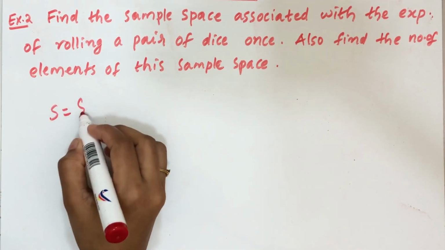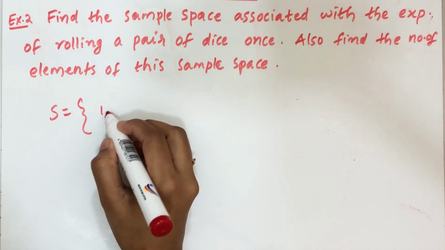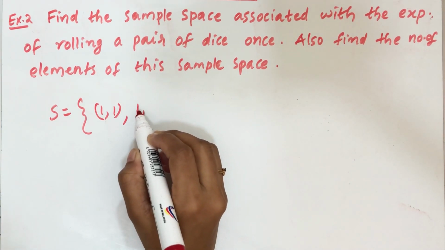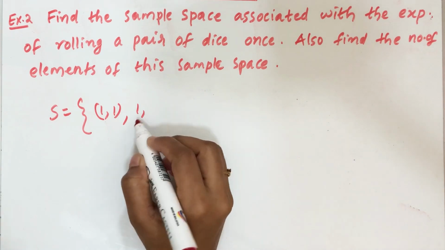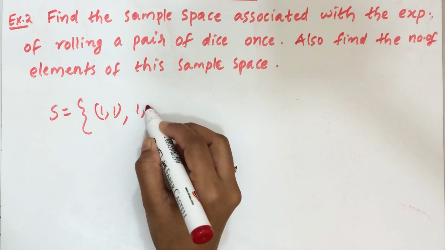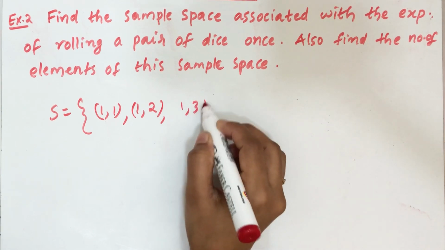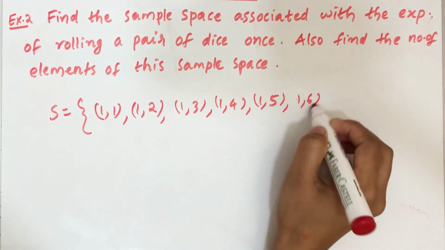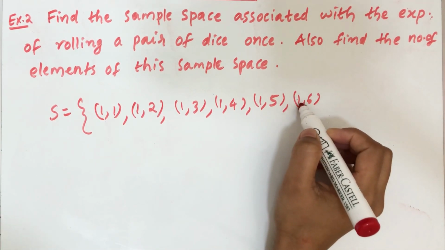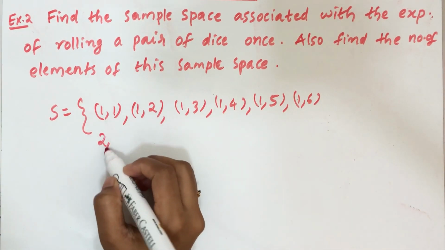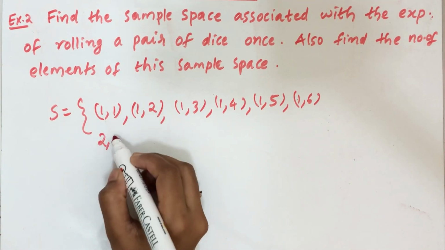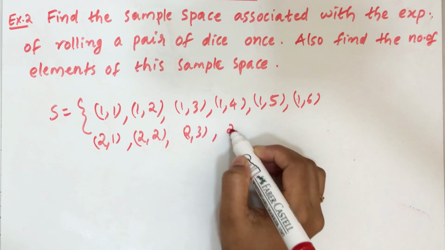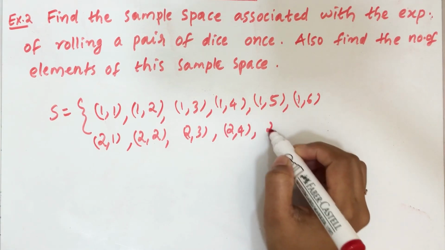We can write all the possible outcomes. S is equal to the set of all outcomes: first die shows 1 and the second die shows 1, and like that, all cases with the first die 1 and the second die changing. Second case, first die 1 and second die 2, then (1, 3), (1, 4), (1, 5), (1, 6). First die with 1 is finished. Next, first die 2 and second die 1, 2, 3, 4, 5, 6: (2, 1), (2, 2), (2, 3), (2, 4), like that.